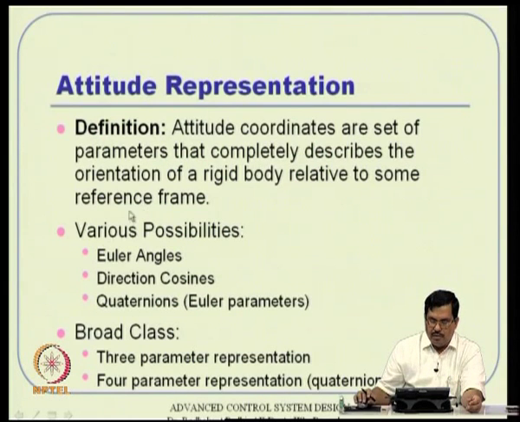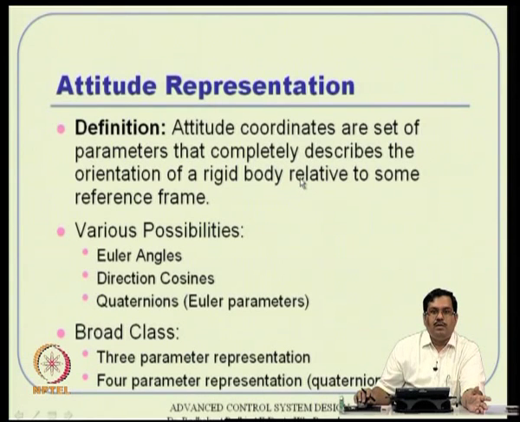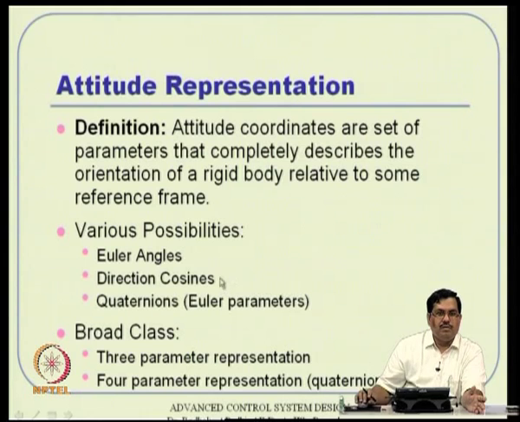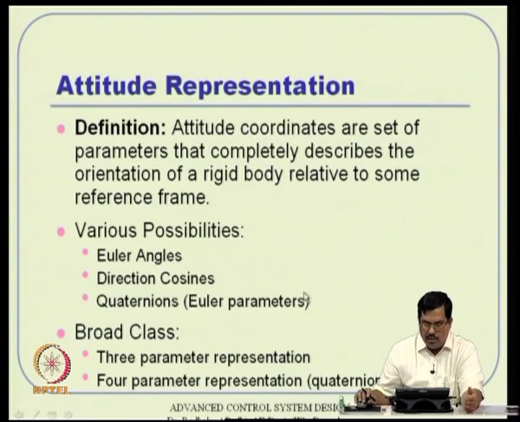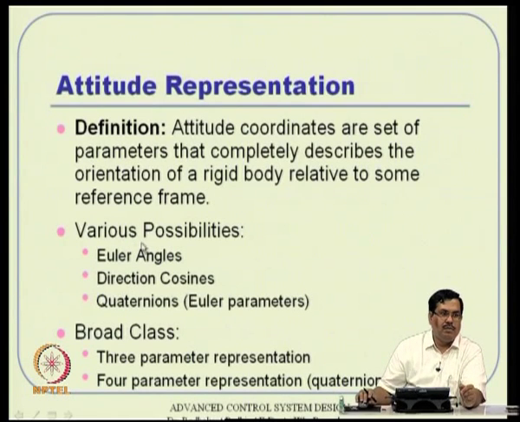Attitude representation, by definition, means the attitude coordinates are a set of parameters that completely describe the orientation of a rigid body relative to some reference frame. One set we have already seen is Euler angles. The other options available to us are direction cosines and quaternions. In fact, direction cosines are the first step even before Euler angles. And it does not stop here. People also talk about the Rodrigues parameters, then modified Rodrigues parameters, and that family. There are give and takes.